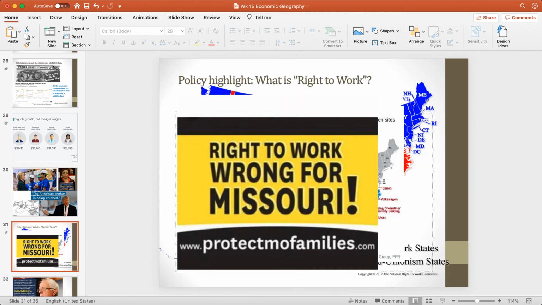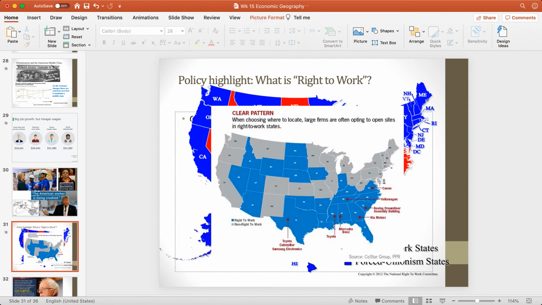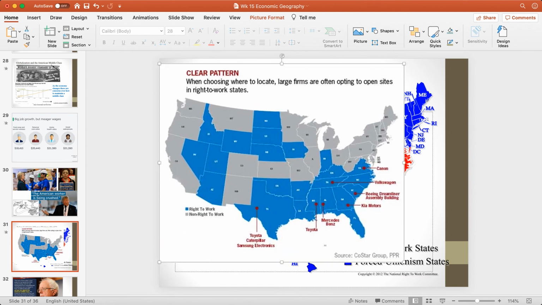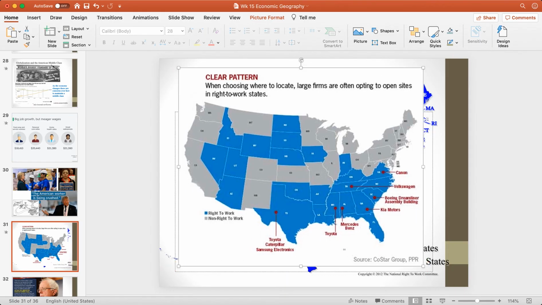Speaking of policies, right to work. I want you to either Google it or look in the textbook. What is right to work? In short, right to work is a way to make it harder to unionize. The pros, people would say, is larger firms want to go to sites that are right to work states. Why? Because they would say unions are too much red tape. It makes it less efficient to do business. Others would say unions protect workers, so they're trying to get one over on workers by going to right to work states.